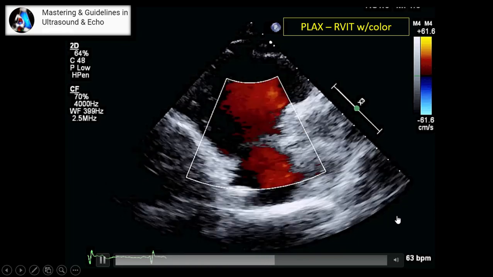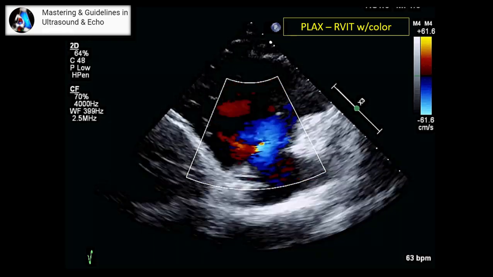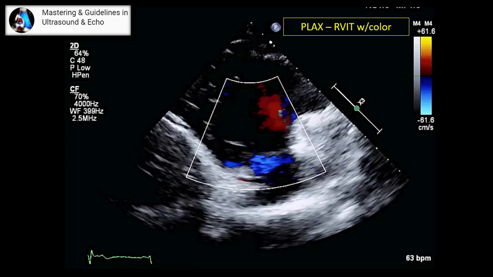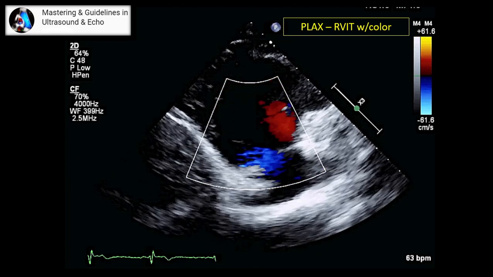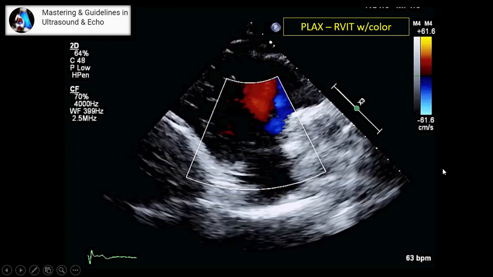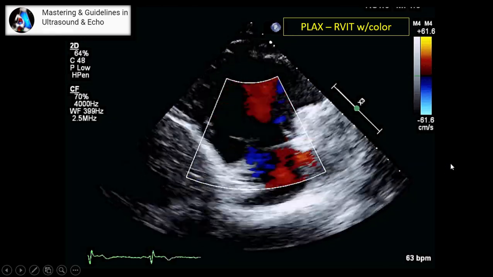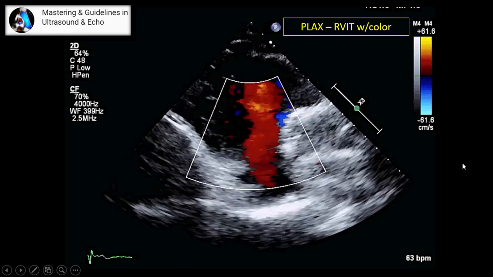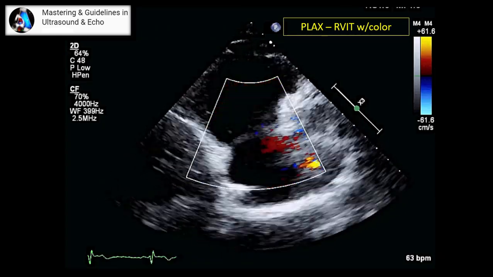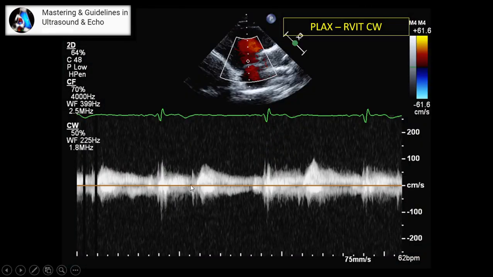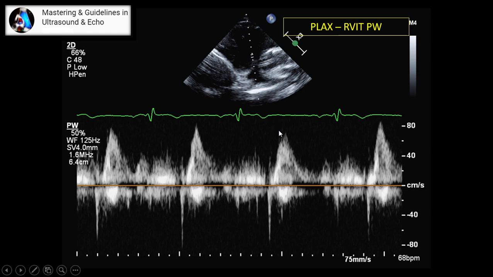After we get it in 2D, we put color on this valve again, and then we follow the same rule, sweeping and scanning all the way of the valve, and try to catch any abnormal jet in that area. If we have any jet, we put the cursor over that jet. If not, we just put it at the center of the valve, and then we do continuous wave on the tricuspid valve. If there was any jet, then we measure the maximum velocity of the jet.